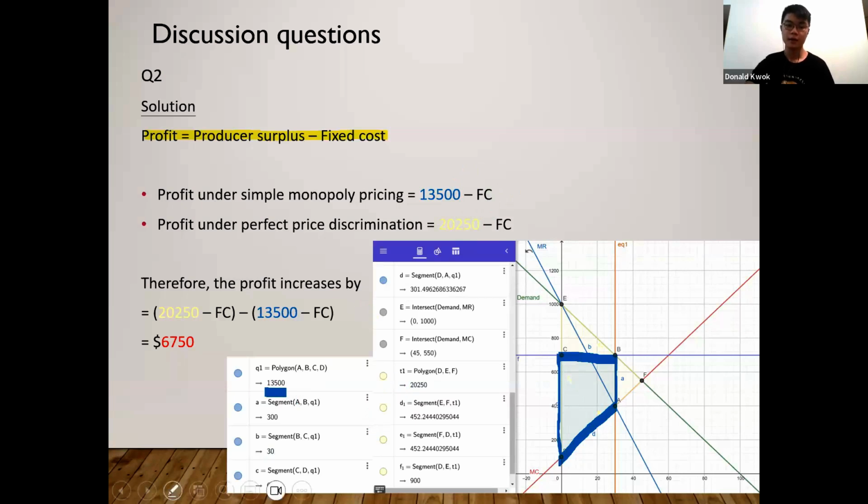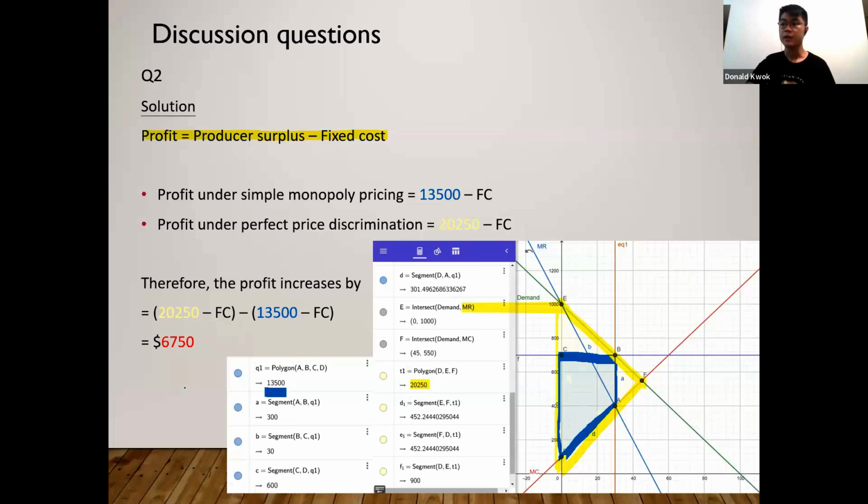And how about the profit under perfect price discrimination? Because under perfect price discrimination, the whole area of consumer surplus will be completely extracted by the seller. So this is why the whole area of total economic surplus will simply be the producer surplus. So we have this big yellow triangle as the producer surplus, 20,250. And then minus FC, the fixed cost, would be the profit under perfect price discrimination.